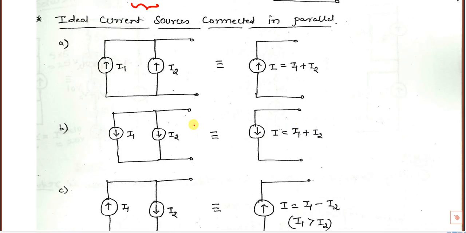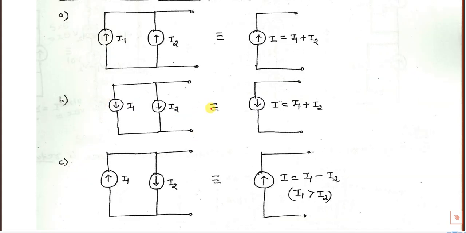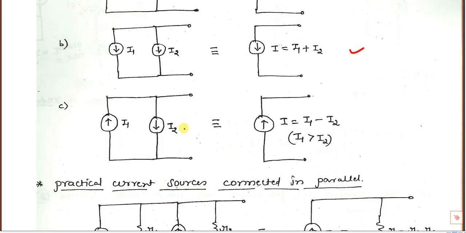Coming to the current sources. In the current sources, ideal current sources are connected in parallel. If two ideal current sources are connected in parallel, we can add. So this is one node, and two currents are going upwards, so the net current is I1 plus I2. If both the currents are going down, we can add again. Both are matching now, so the net current you have to write downwards only. If one current is going upwards and another is going downwards, you have to retain the direction of the one having the larger magnitude. Here we are considering I1 is greater, so you retain the I1 direction upwards, and you write I1 minus I2.